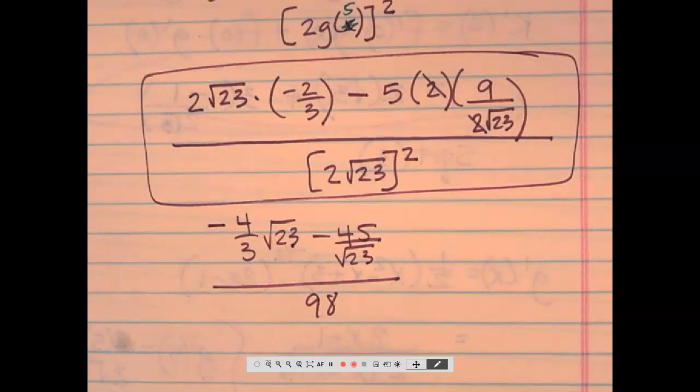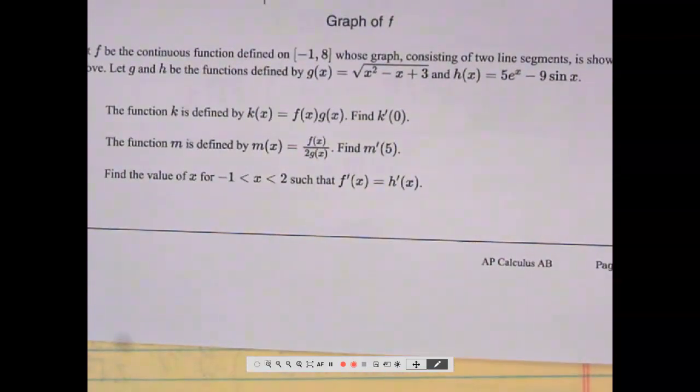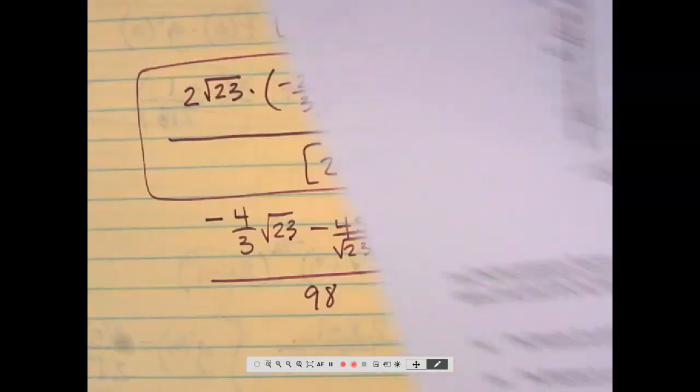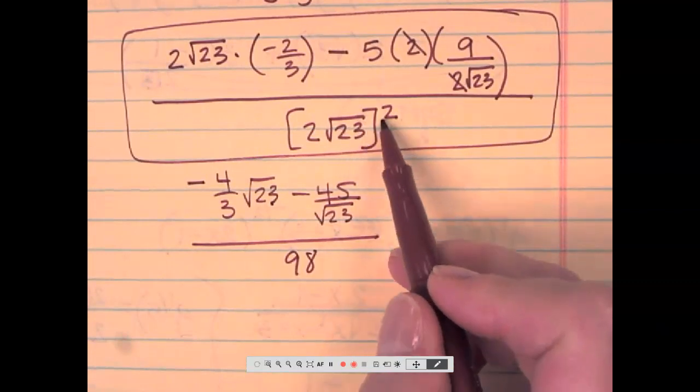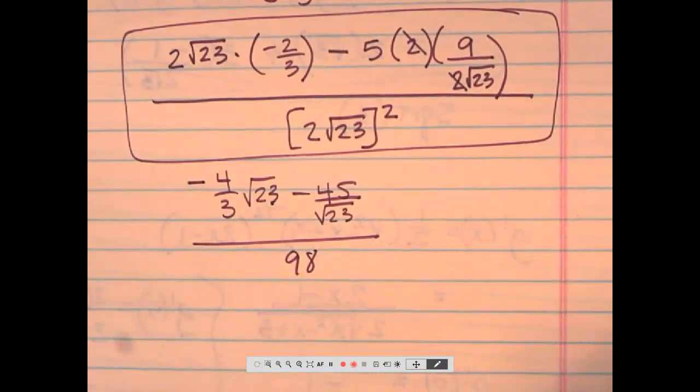All right, last one. Find the value of x for... How did I get 90? Is it just 4 times 23? Yes. Did I multiply it wrong? No. Okay, I was wondering how you did that. Yes, 4 times 23.